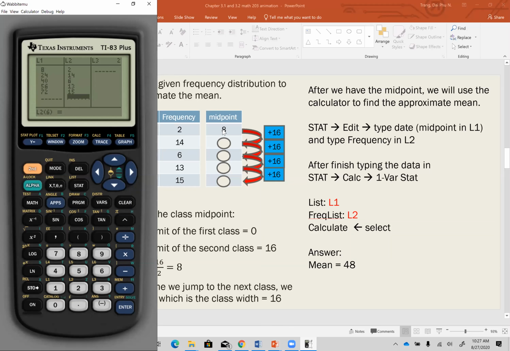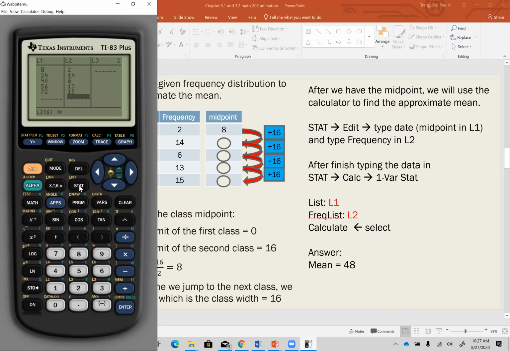Again, 8 is my midpoint, and I have 2 as the frequency. 24 is my midpoint, 14 is my frequency. 40 and 6, and vice versa. Make sure that you have those items. So once you have this, you hit stat one more time.